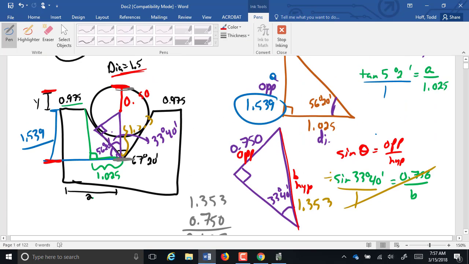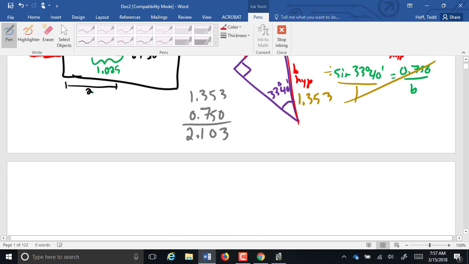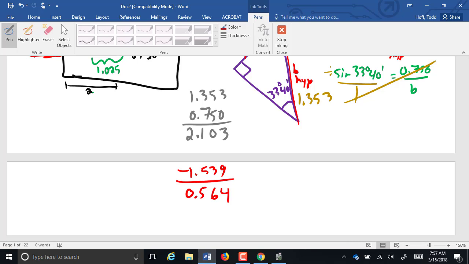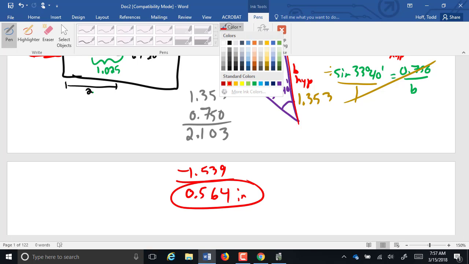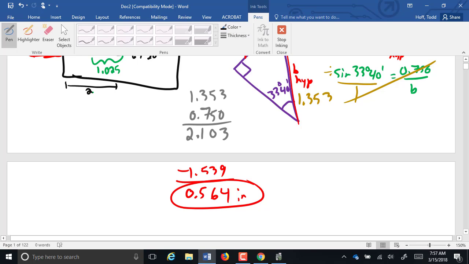Which is also the same as this over here, the 1.539 plus y. So I subtract 1.539. That should leave me with y, 0.564. Does that look right? That I believe is in inches. So not so terrible. Not so great.